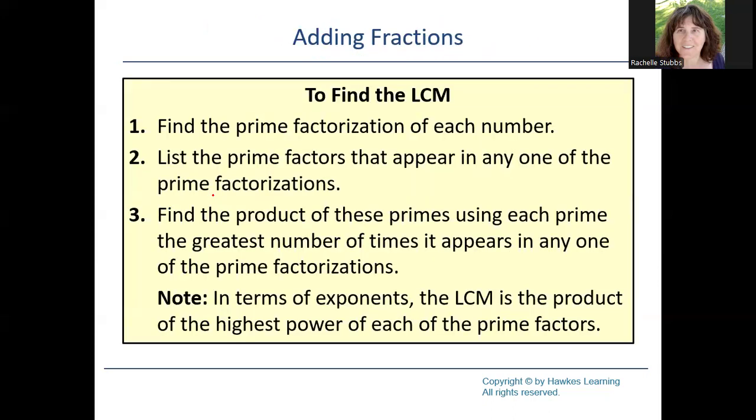So now, what happens though when they're not like denominators or the same denominator? Well, that's why we have to learn to find the LCM. So the first way to find the LCM is to find the prime factorization of each number. List the prime factors that appear in any one of the prime factorizations, and then you find the product of these primes, using each prime the greatest number of times it appears in any one of the prime factorizations.